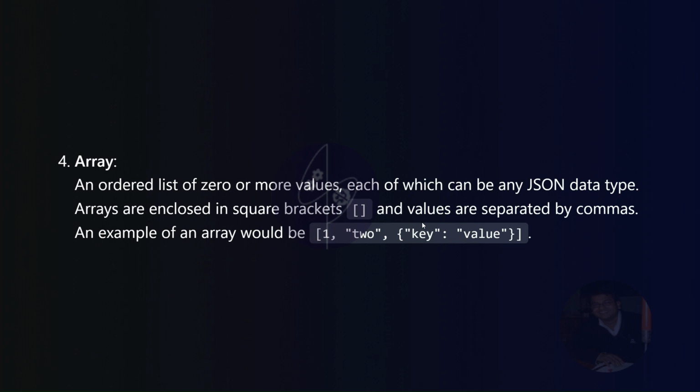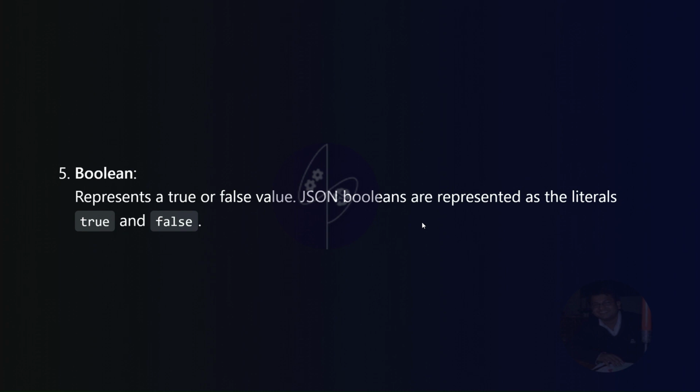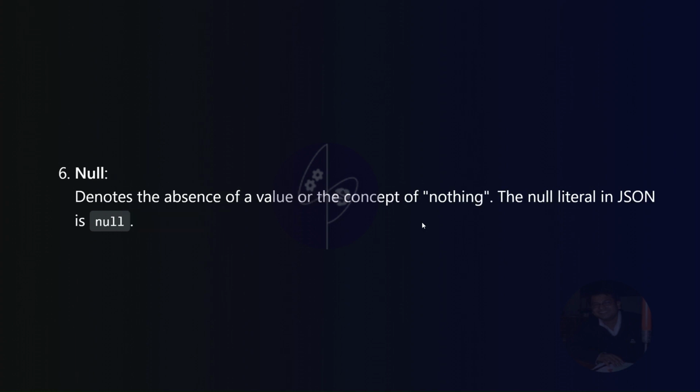Now let's discuss about Boolean. Boolean represents a true or false value. JSON Booleans are represented as the literals true and false. Next we have null, which denotes the absence of a value or the concept of nothing. The null literal in JSON is null.